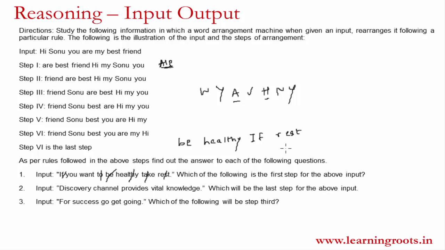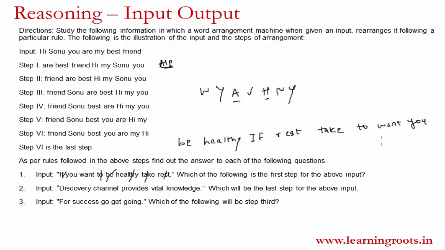In case of ambiguity, you will have to arrange it in alphabetical order again. So take will come before, so take will be here. To will come after this. So take and to have been struck out, and now you and want, these 2 are present. So want will come first and you will come later. Okay, so be healthy, if rest, take, to want you should be the answer.